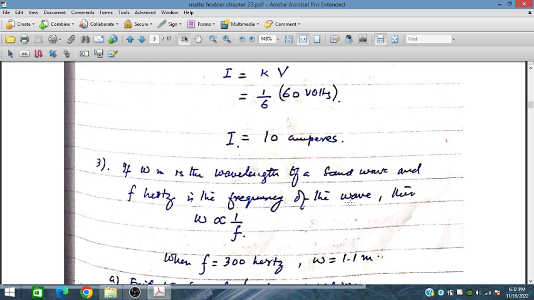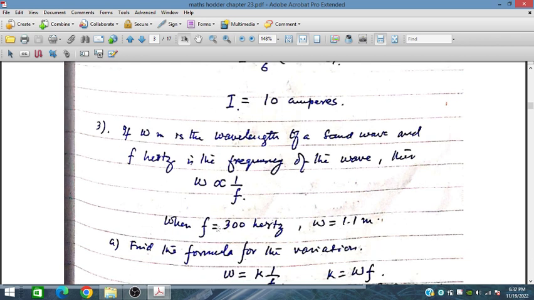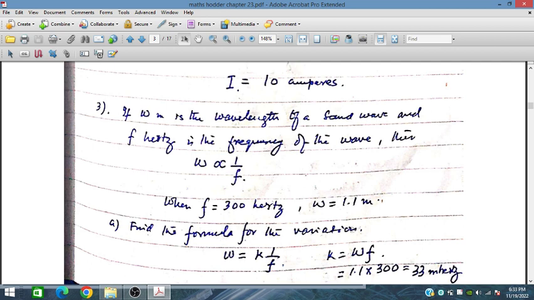W meters is the wavelength of a sound wave and F hertz is the frequency of the wave. Then W is inversely proportional to 1 over F. When F is equal to 300 hertz, W is equal to 1.1 meters. Find the formula for the variation.